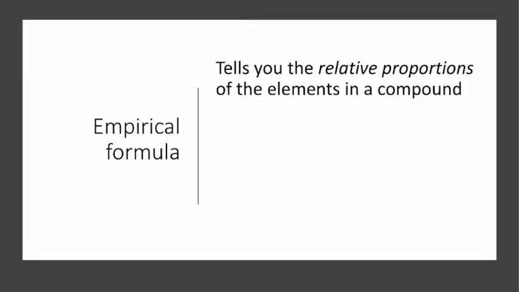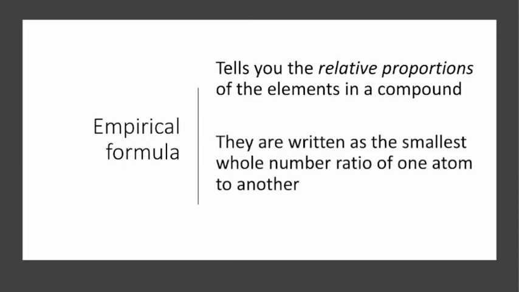Now let's talk about determining the empirical formula of a compound. An empirical formula gives you the relative proportions of the elements in a compound. It is written in terms of the smallest whole number ratios of the atoms in that compound. It's important to remember that an empirical formula doesn't give you the actual numbers or arrangement of the atoms, only the relative proportions of the atoms in the formula. The empirical formula is different from the molecular formula, which is the fancy name for the actual formula. The molecular formula is going to be some multiple of the empirical formula.